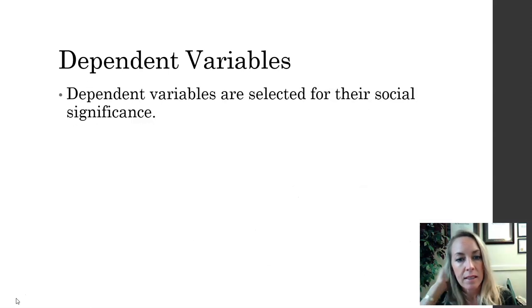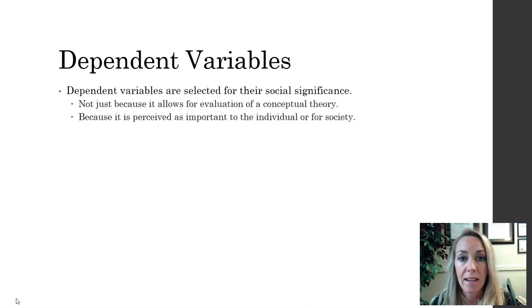Lastly, dependent variables are selected for their social significance. We've learned about social validity, so let's see how this plays in. Not just because it allows for evaluation of a conceptual theory, we need to make sure that this change in behavior, whether it be academic or social, is perceived as important to the individual or for society.